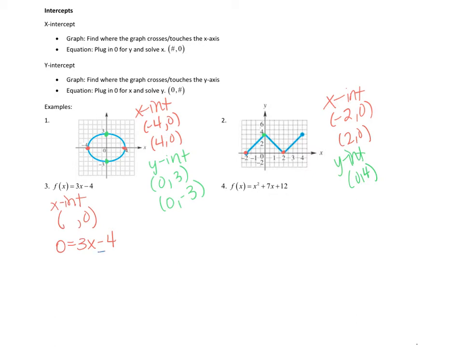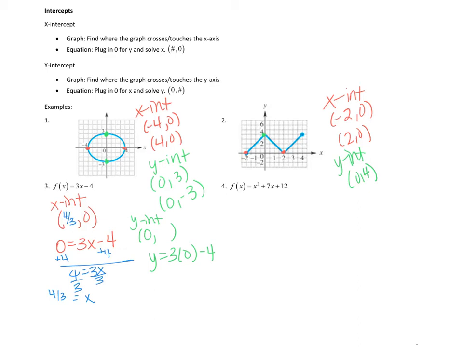Solving that equation, I'm going to add the 4 to the other side, and then I'm going to divide by 3. So I would get that my x-intercept is at 4/3. My ordered pair would be (4/3, 0). To get the y-intercept, I'm going to evaluate 0 again, but this time I'm plugging in 0 for the x value and finding the y. That's going to look like y equals 3 times 0 minus 4. See, this time I'm putting the 0 in for x.